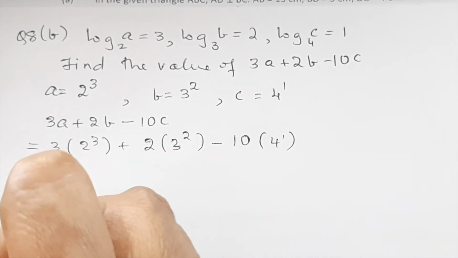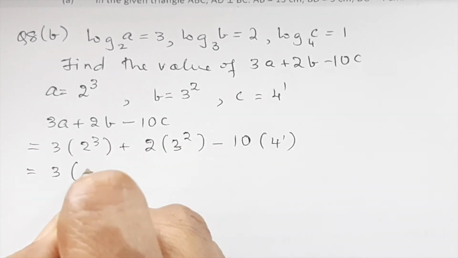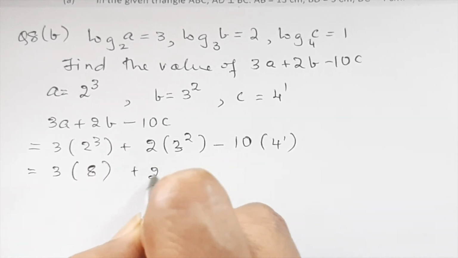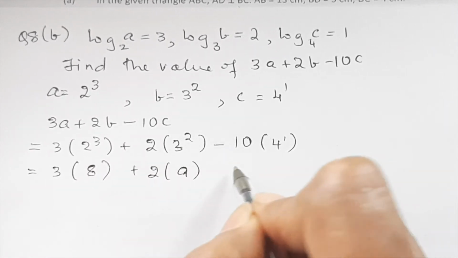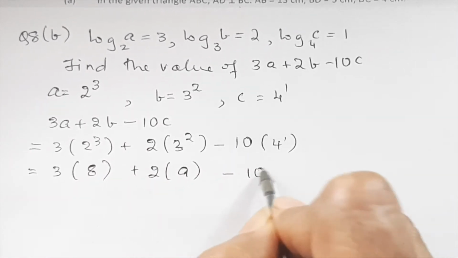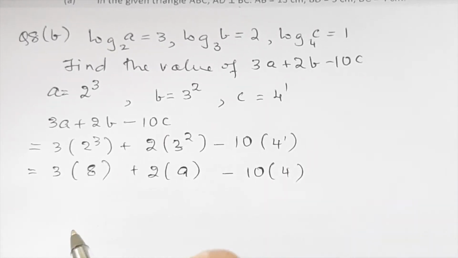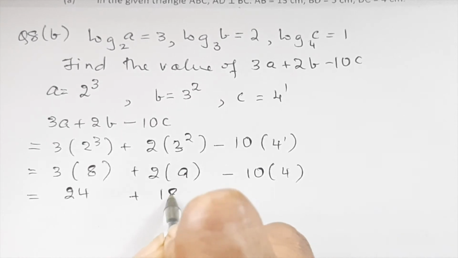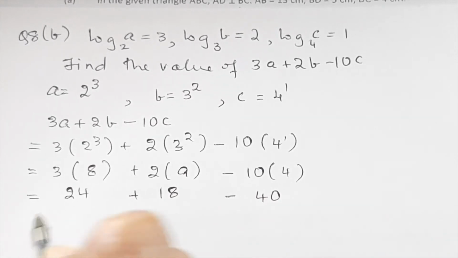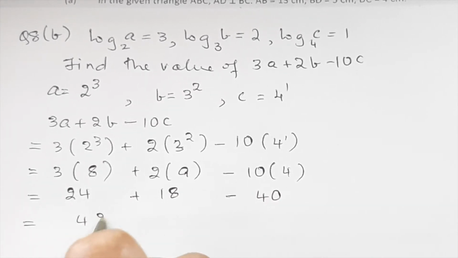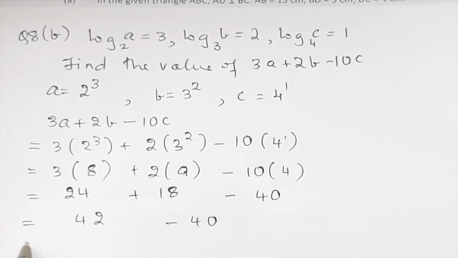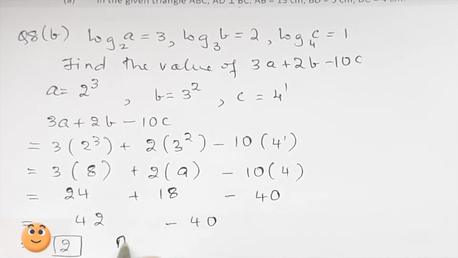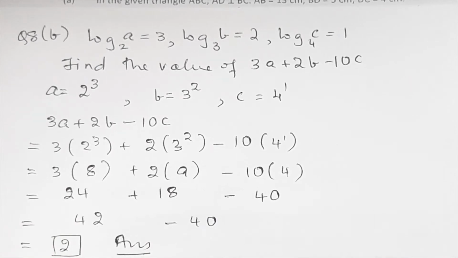So that gives us 3 into 2 to the power 3 is 8 plus 2 into 3 square is 9 and minus 10 into 4 to the power 1 is 4. So that gives us here 24 plus 18 minus 40. These two give you 42 minus 40, and so we have 2, which is our answer.